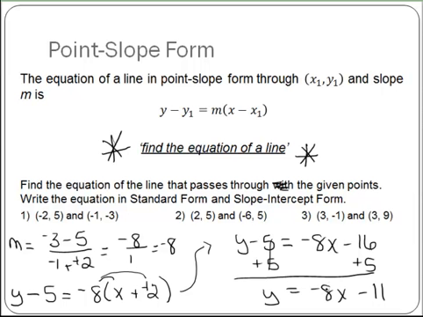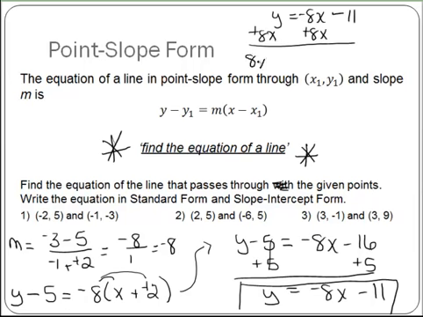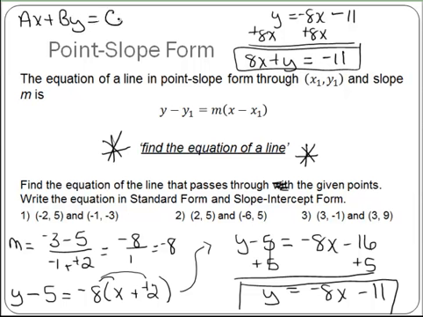How do we get this into standard form? So this is our slope-intercept. To put that in standard form, we need to add 8x to both sides, and we get 8x plus y equals negative 11. This would be the standard form of the line. Just for future reference, standard form is ax plus by equals c. Okay?